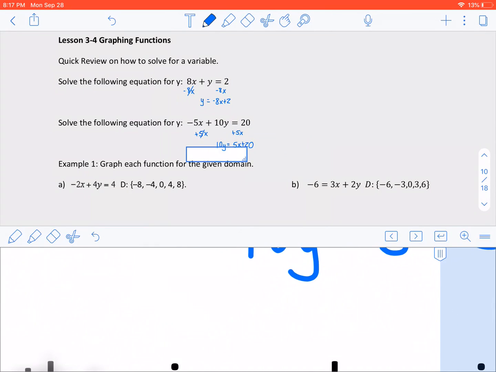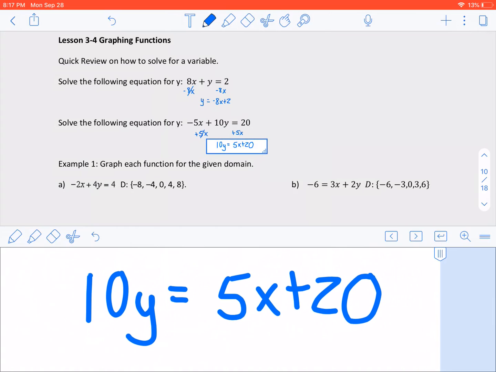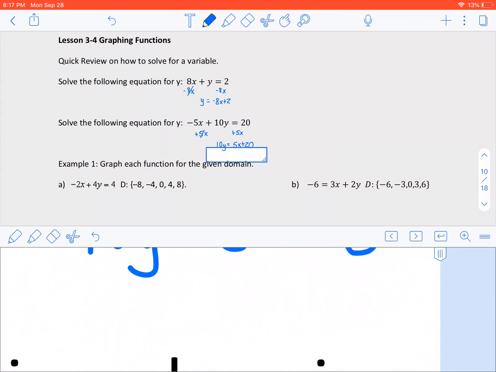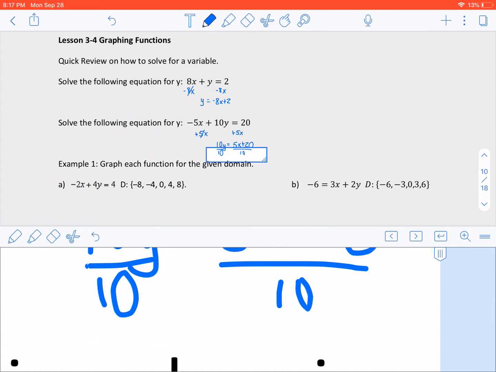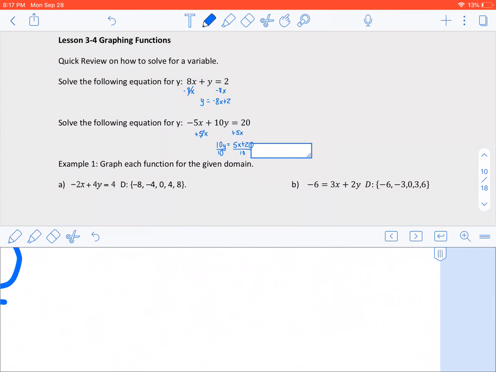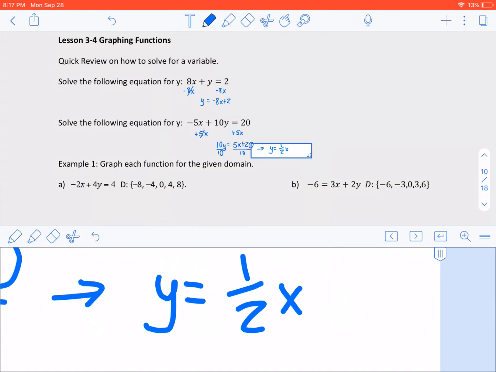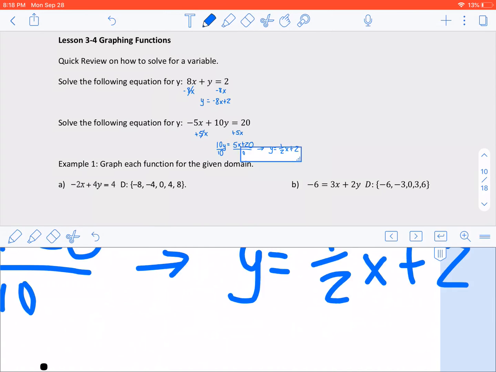But I'm not done, because y is still being multiplied by 10. Opposite of multiplying by 10, dividing by 10. What I do to one side, gotta do to the other. And we do it to everything. So that gets me y equals 5 divided by 10 is 1/2 x. 20 divided by 10 is 2. So my final answer is y equals 1/2 x plus 2. That's how I'd get y by itself.